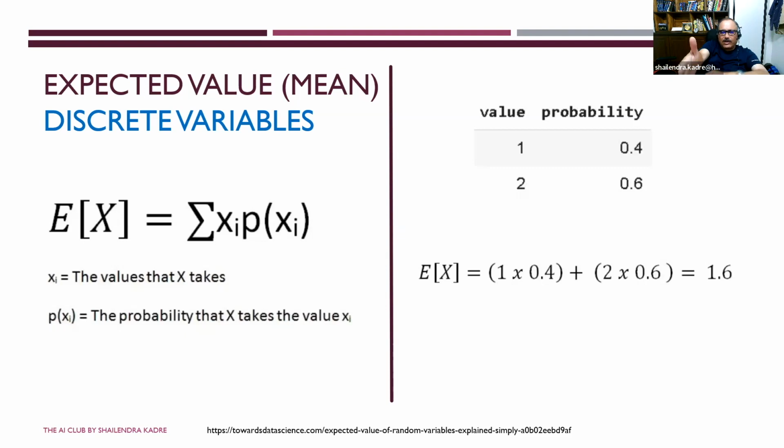I also showed the calculation. Value is 1, probability is 0.4, so I multiply 1 into 0.4. Value is 2, probability is 0.6, so I multiply 2 into 0.6 and add up. I get 1.6. That is the formula given in mathematical terms on the left hand side. That much is understood, right? Guys, any problem in that?